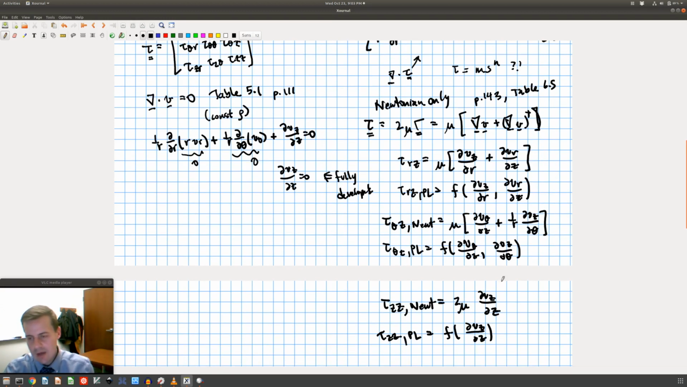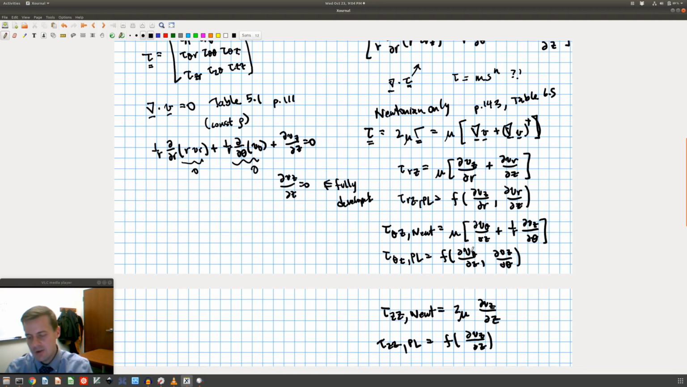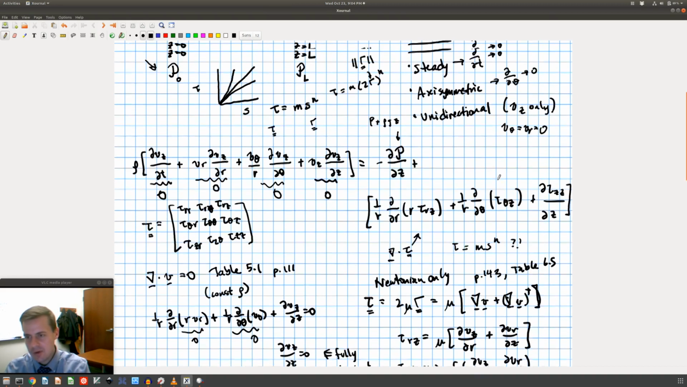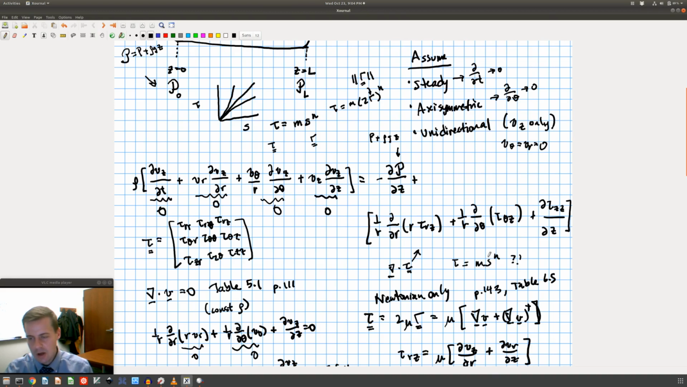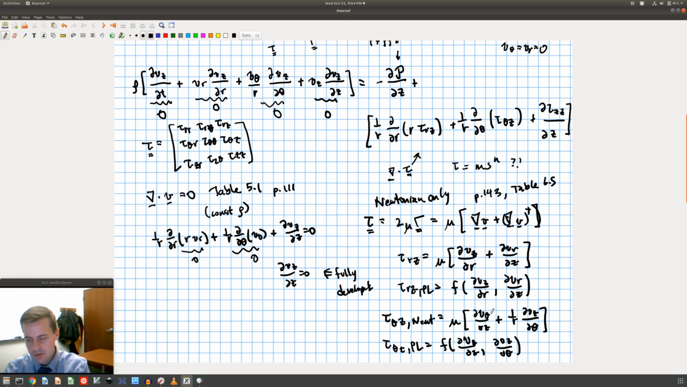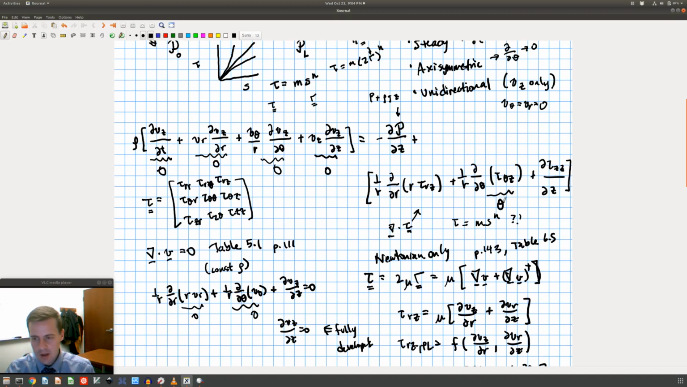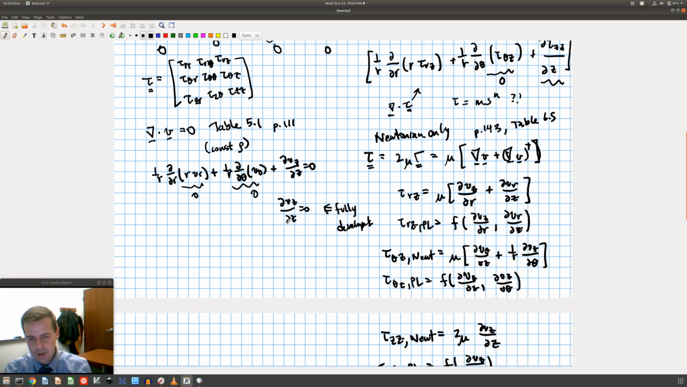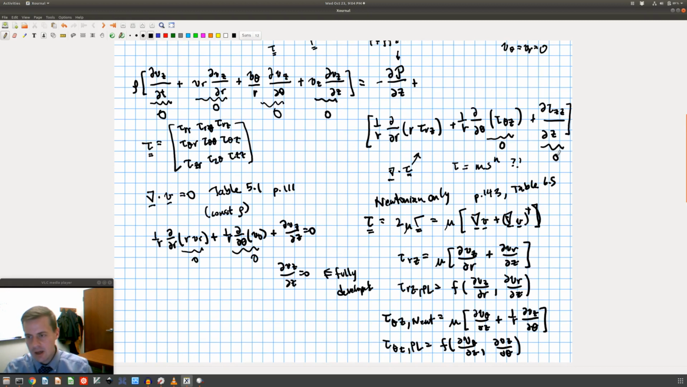Okay, so the same derivatives come into play between the Newtonian version and the power law version. So the same assumptions that cancel out in the Newtonian version are going to cancel out in the power law version. So tau theta z is only going to depend on these derivatives right here, so this one is going to go away and be 0. And tau zz only depends on dvz dz, which from fully developed is 0. So that guy is also 0.